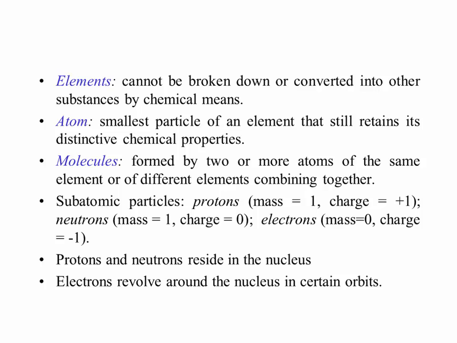Everybody knows that. So what is an element? You cannot break it down or convert it into another substance by chemical means. An atom is the smallest particle of an element that still retains its distinctive chemical properties. Then molecules are formed by two or more atoms of the same element or of different elements combining together. No questions there? Everybody is familiar with that. If you require more explanation, let me know. But everybody has done high school chemistry, so you know this stuff.